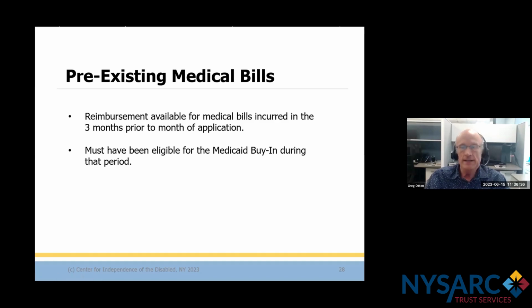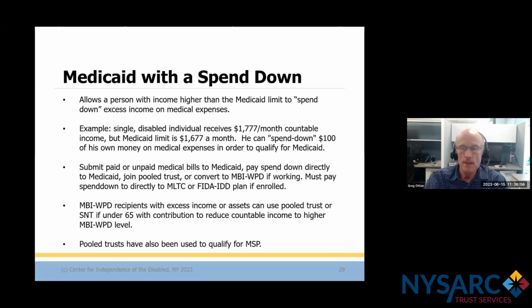As with regular Medicaid, it's possible to get 3 months of retroactive coverage at time of application if someone would have been eligible for Medicaid during that period. And if there are medical bills, they can be submitted and reimbursed during that period.